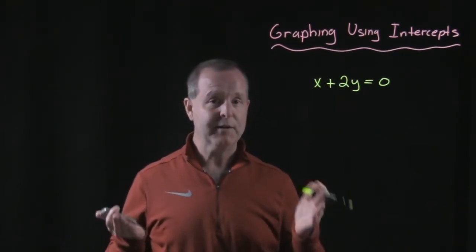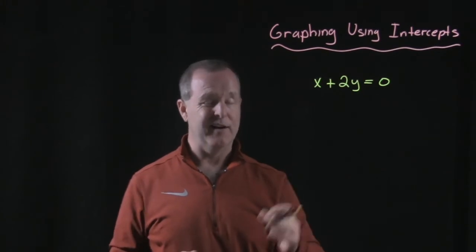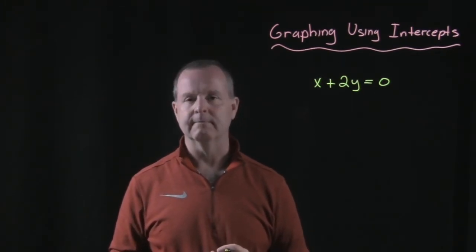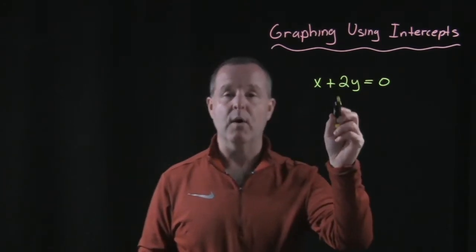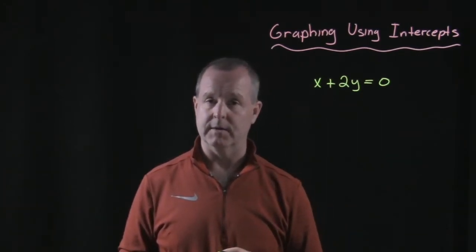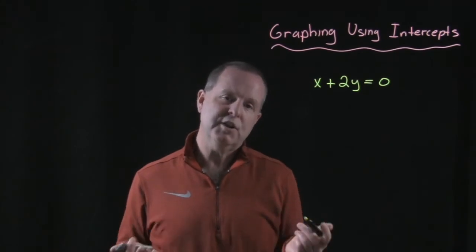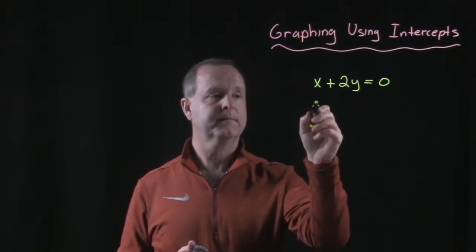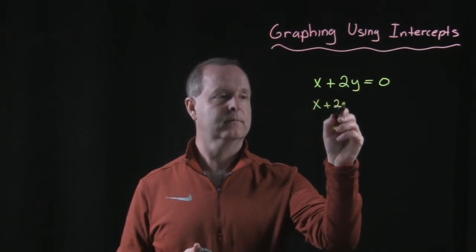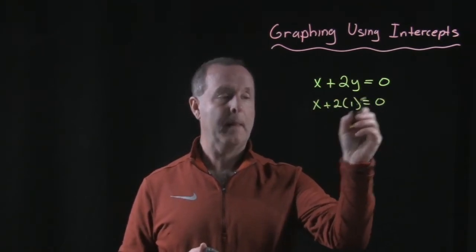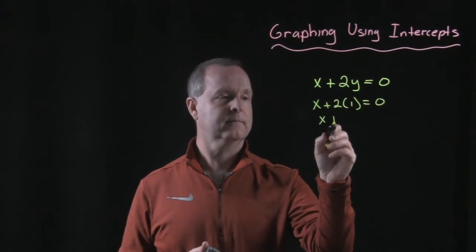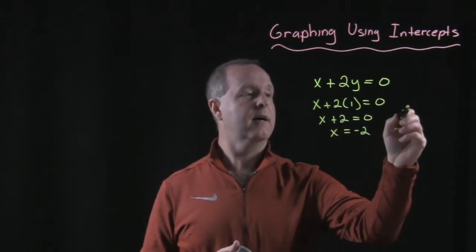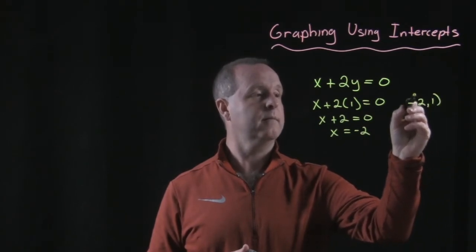So what do we do? Because we need to have 2 points to determine a line and a third point to make sure that we didn't make a mistake. Well, we know that we already have 1 point. It's the point 0, 0. From there, let's just do our test points. So let's say that y equals 1. Solve that for x. So I have a test point of negative 2 and 1.